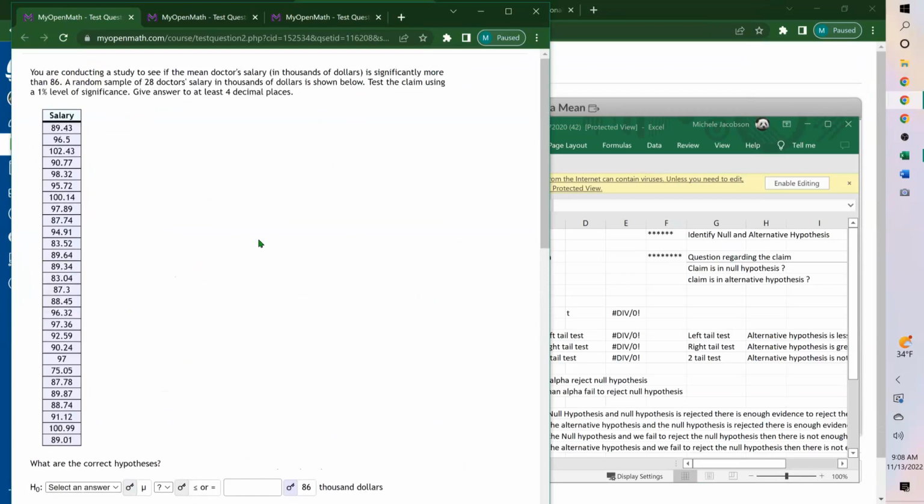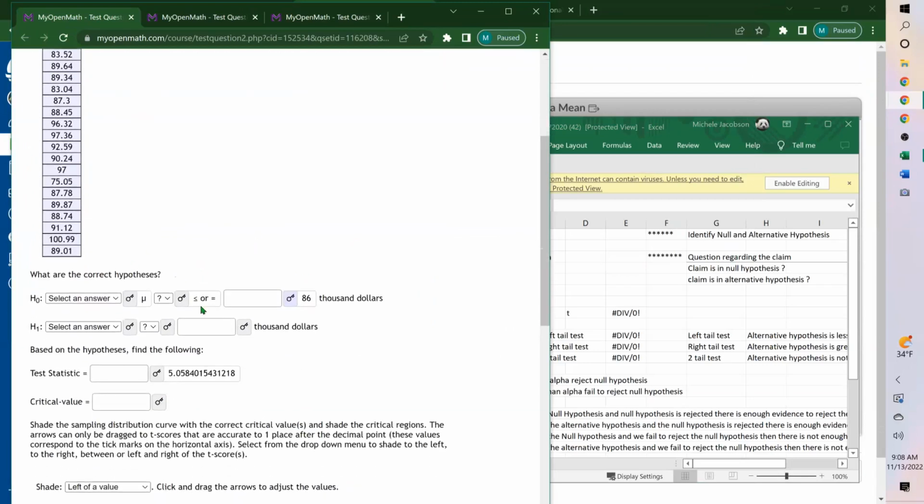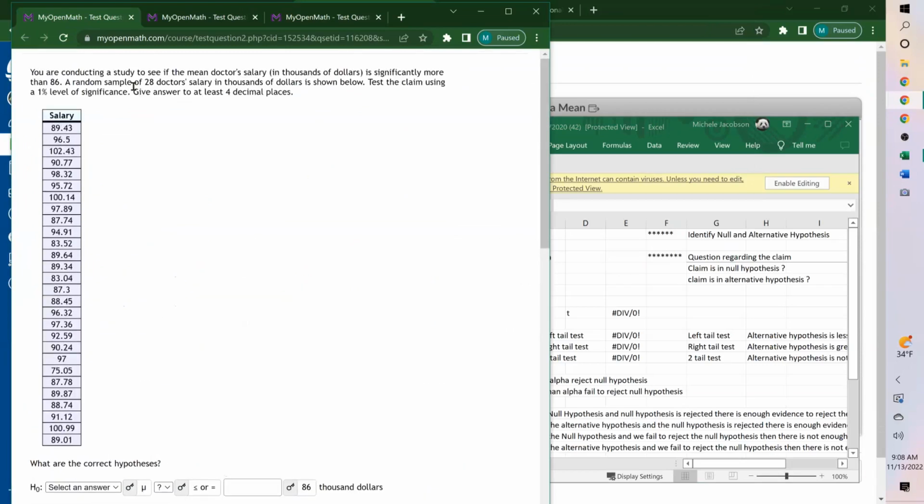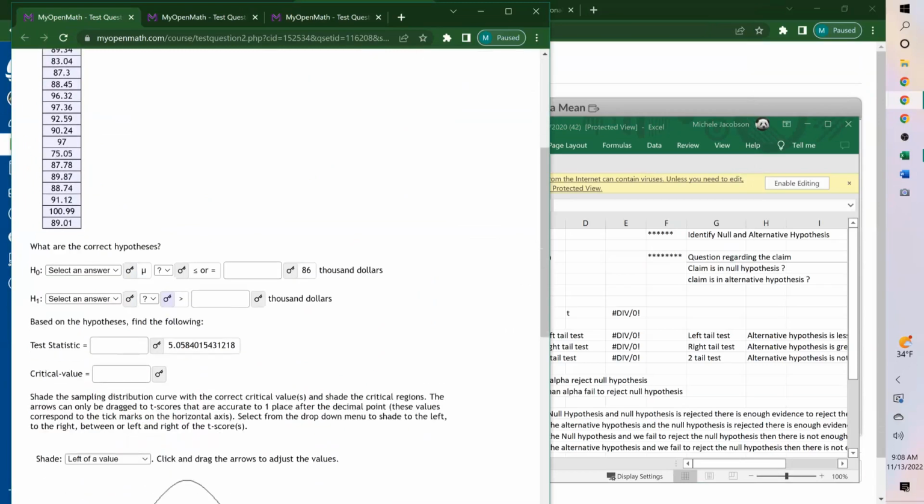Because it says significantly more than, they would also accept less than or equal to. In most books and classes it's only equal to, but less than or equal to is also the opposite of greater than, which is what we're testing, because we're testing that it's significantly more than. This number here, 86, and the mean will always be the same, and whatever this is, it's the opposite. So it will either be equal to or less than or equal to. You can take either one.